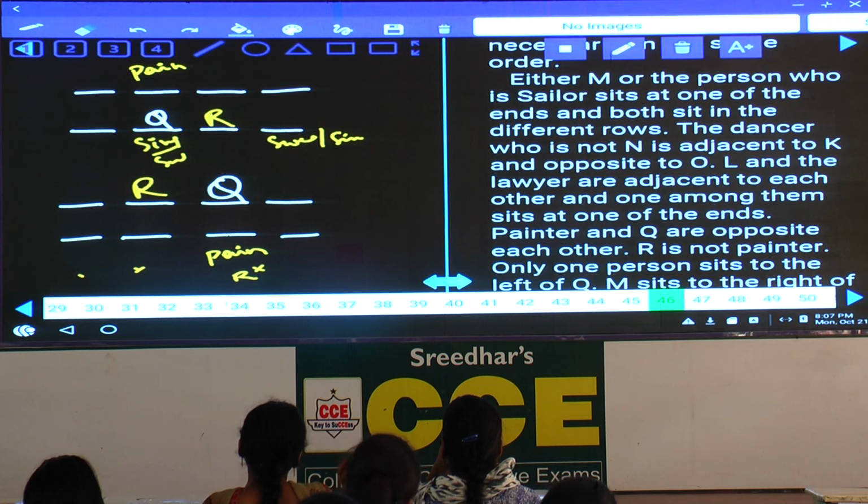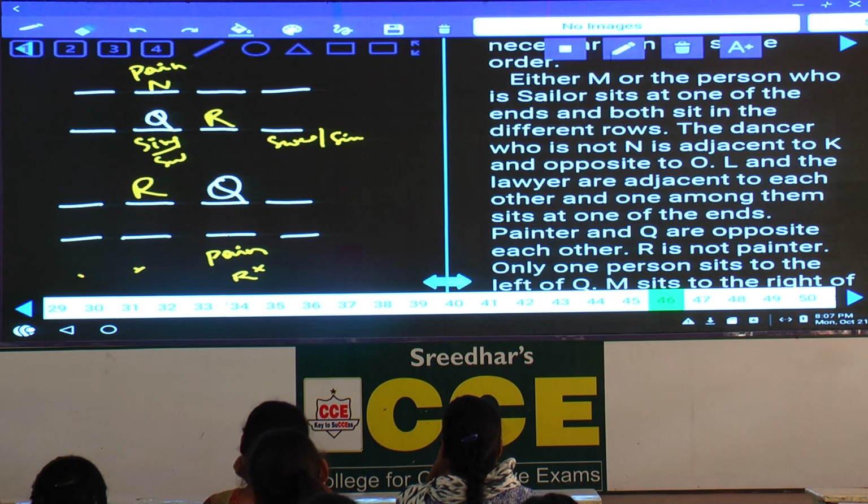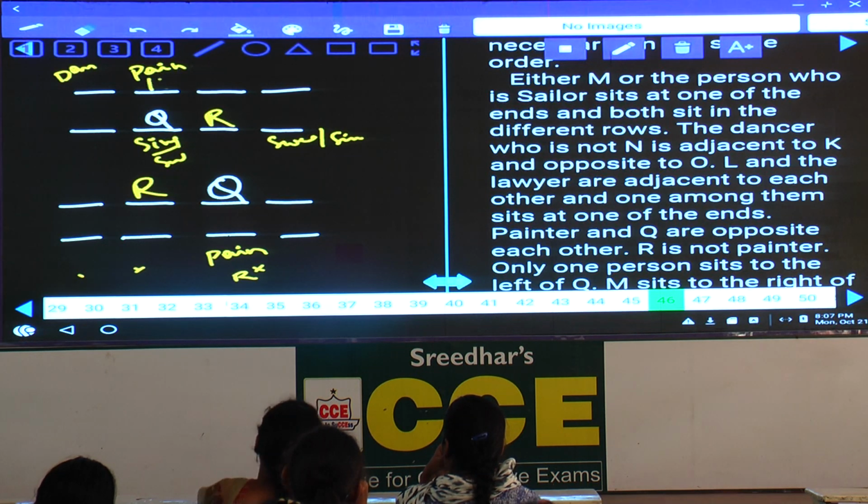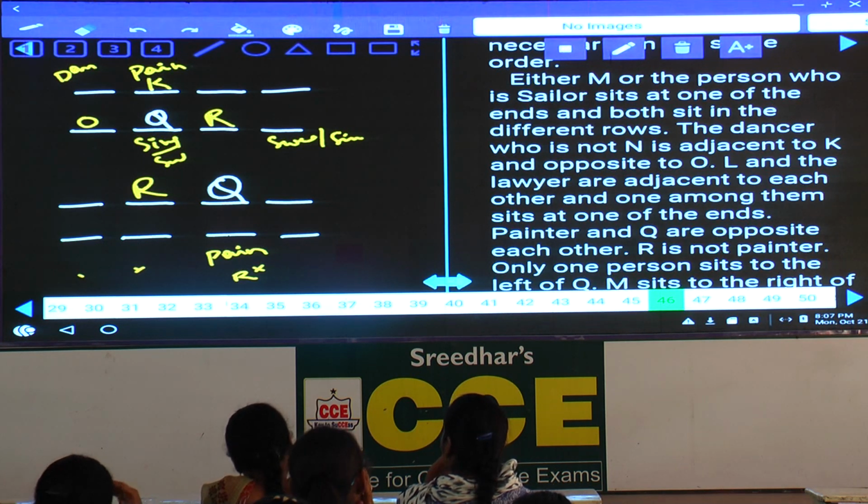As dancer is opposite to O, what are the different possibilities? Can you take N at this place? Sorry, it is not N. Now the information given about the dancer is that dancer is not N. As dancer is not N, is adjacent to whom? Dancer is adjacent to K. If you take the possibilities here, can you take dancer at this place? Dancer is here, adjacent to K, isn't it? Dancer is adjacent to K and is opposite to O. Who is opposite to O? The answer is, opposite to O must be here. Are you following this or not?